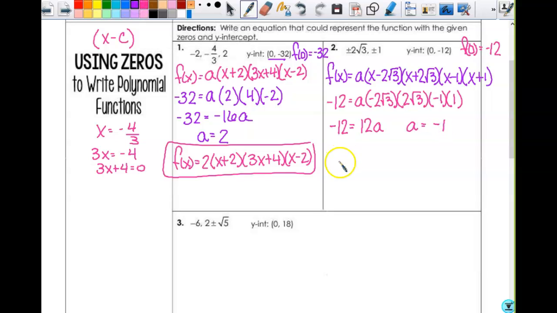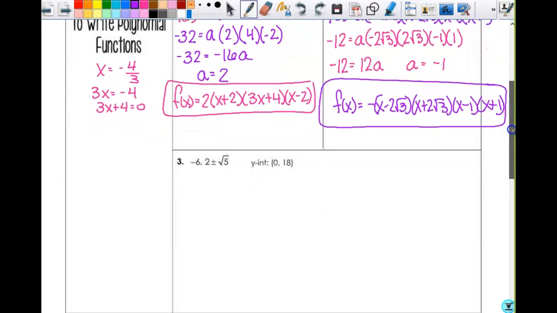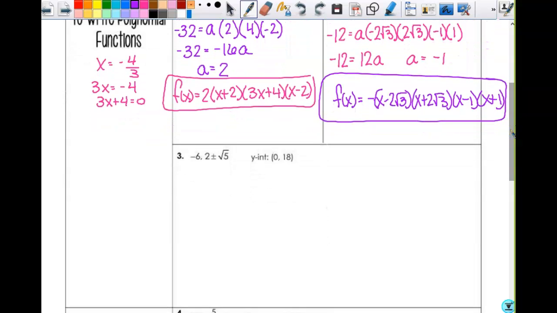So when I write my function out, f of x equals, my a is negative 1, so I just have a negative, then I rewrite everything. x minus 2 square root of 3, x plus 2 square root of 3, x minus 1, x plus 1. And there you go. Okay. What questions do we have? Anything from anybody?